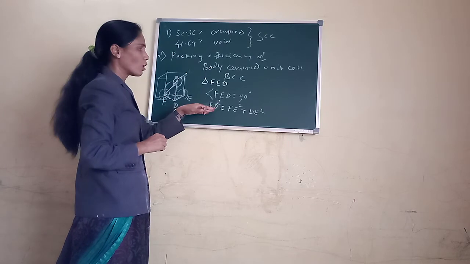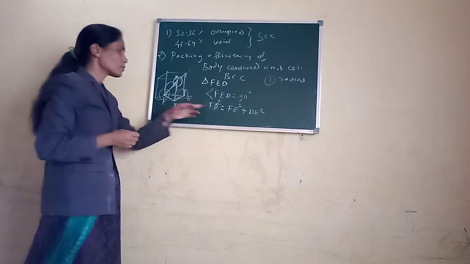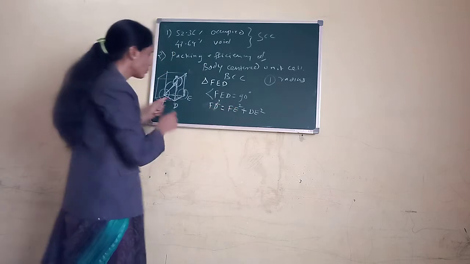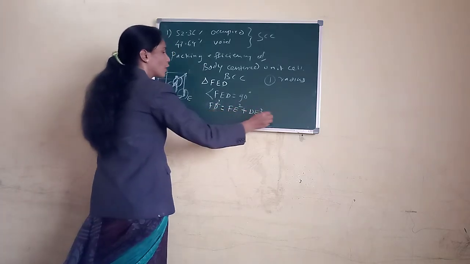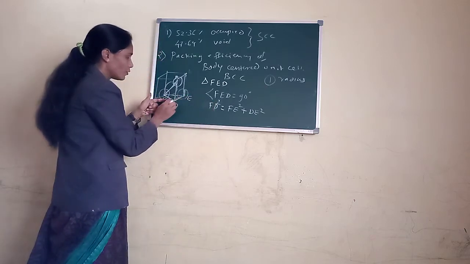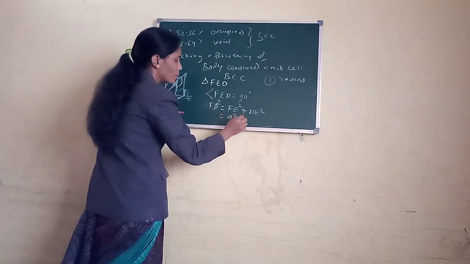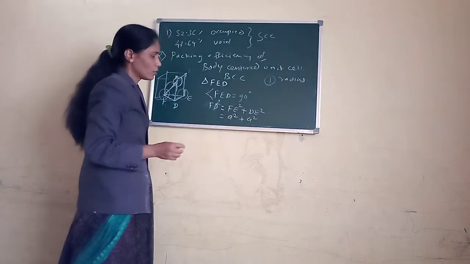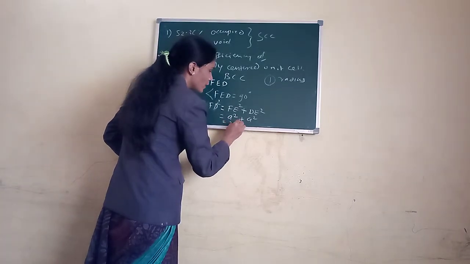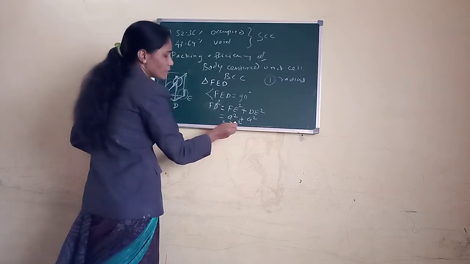This calculation is first for the calculation of radius. We find out the radius by this formula: FD square is equal to FE square plus DE square, according to Pythagoras theorem. Side length is a, so FD square is a square plus a square. A square plus a square is equal to twice a square, means FD square is twice a square.